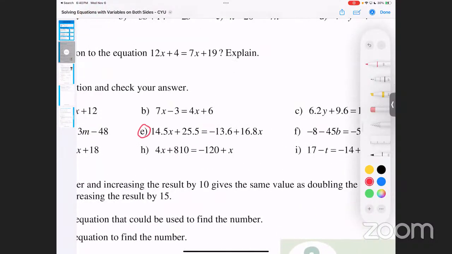So for a two-step equation, we need to move the variable. There's an easy way to do this. Because it's plus 16.8, if I move it to the other side, it's going to be minus, isn't it? Make sense? Are you following that? And then we move that 25 to the other side. So negative 13.6 minus 25.5.